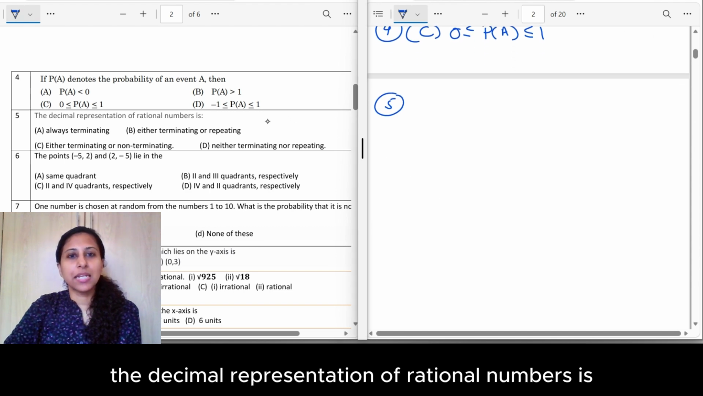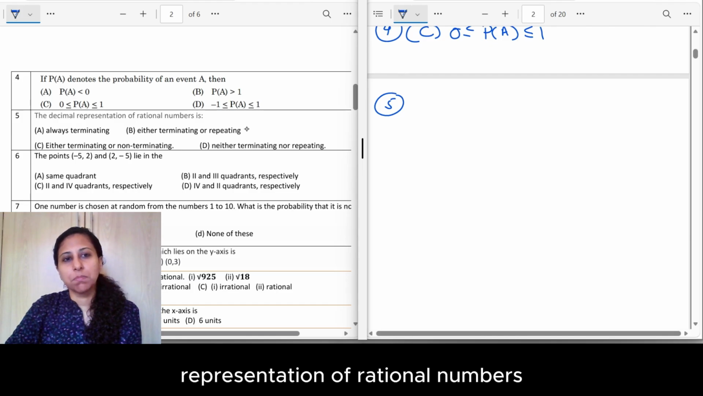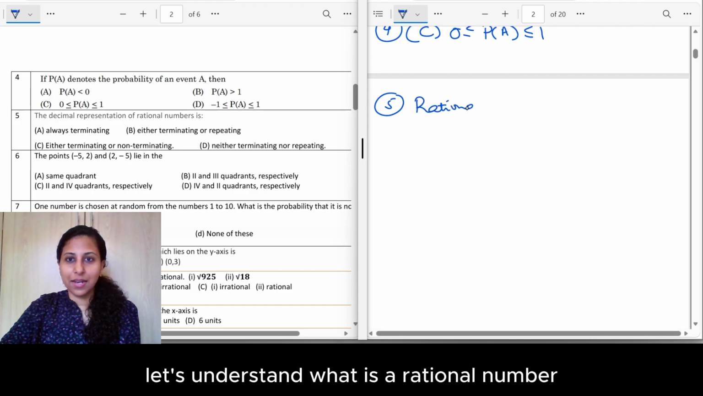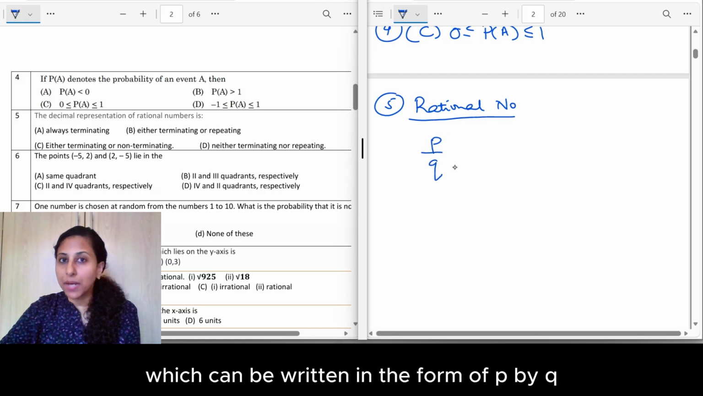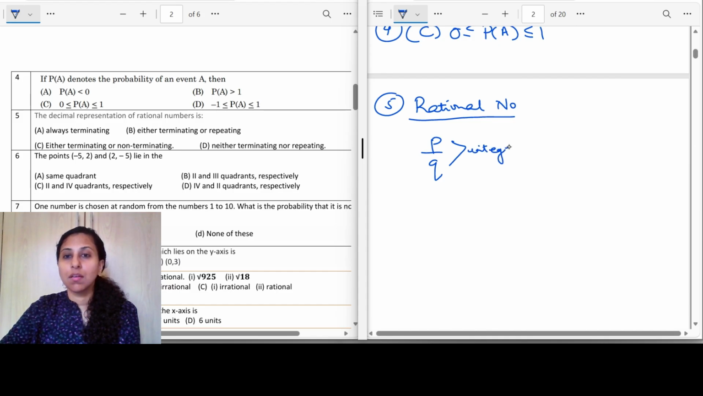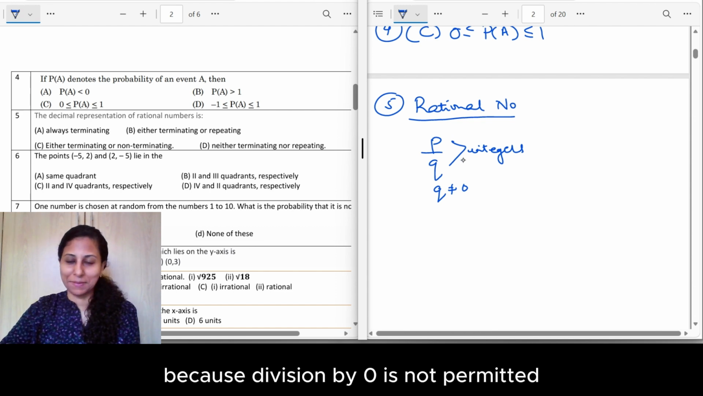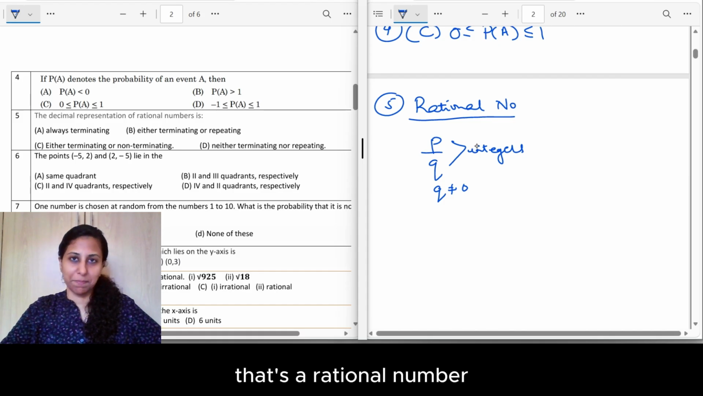The decimal representation of rational numbers. If you're looking at the decimal representation of rational numbers, what is a rational number first of all? Let's understand what is a rational number. A rational number is any number which can be written in the form of P by Q, where both of these are integers. Of course, the denominator cannot be 0 because division by 0 is not permitted. So P by Q, both should be integers.